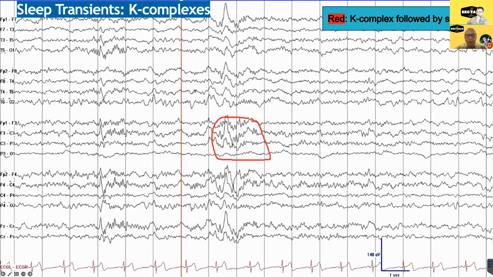Here's another clue that can help. Sometimes they're associated with these big delta waves, which are K complexes. They look exactly like the letter K. Do they? No, not really.